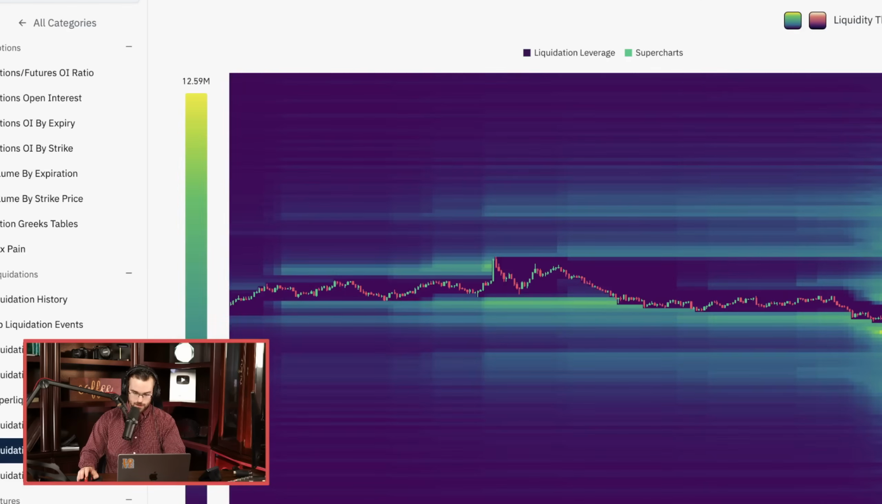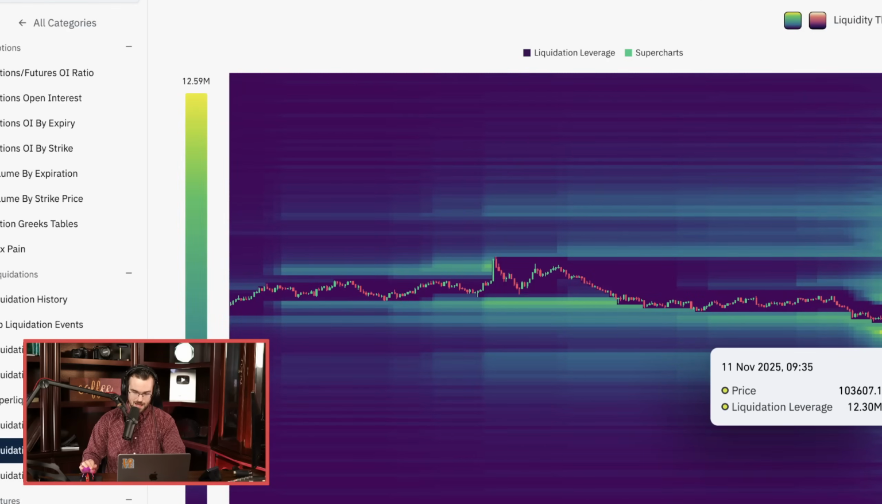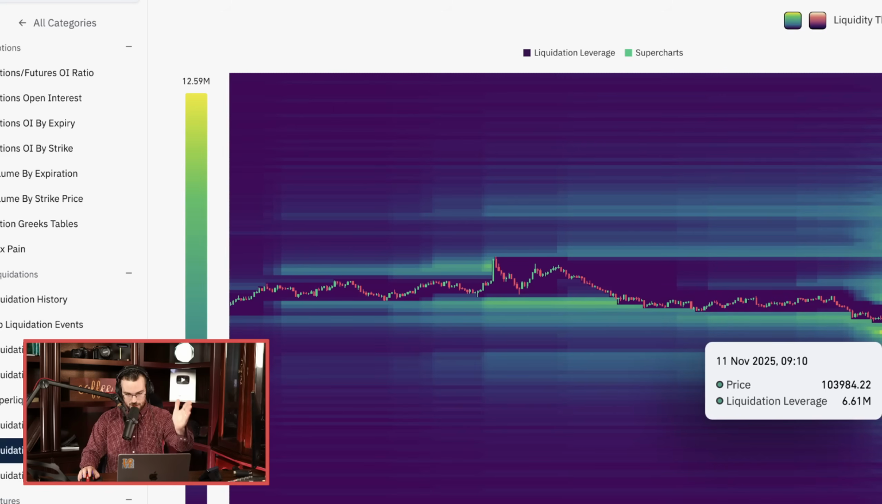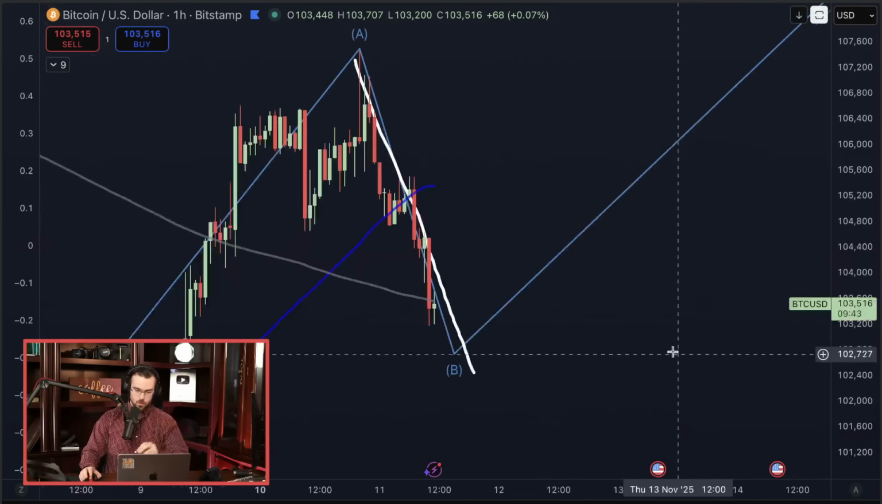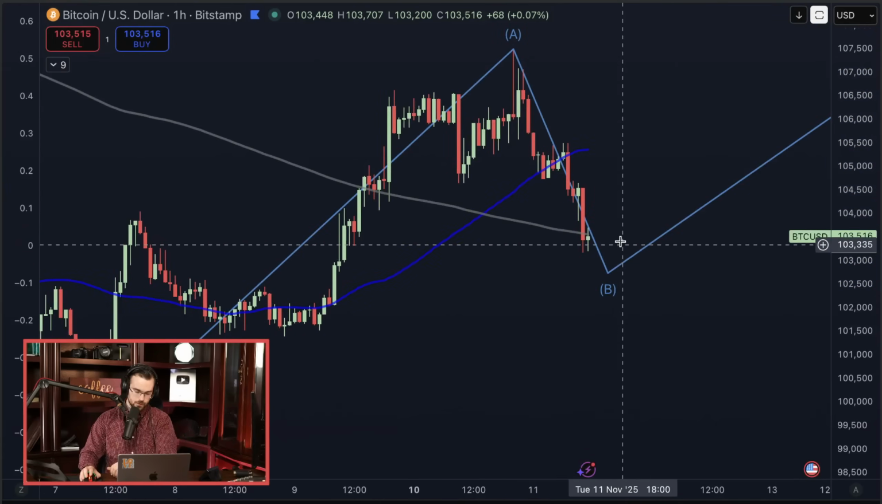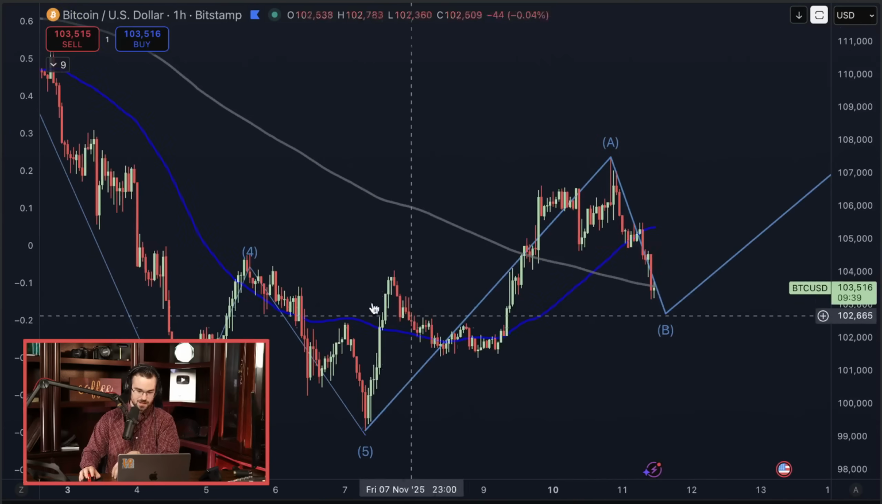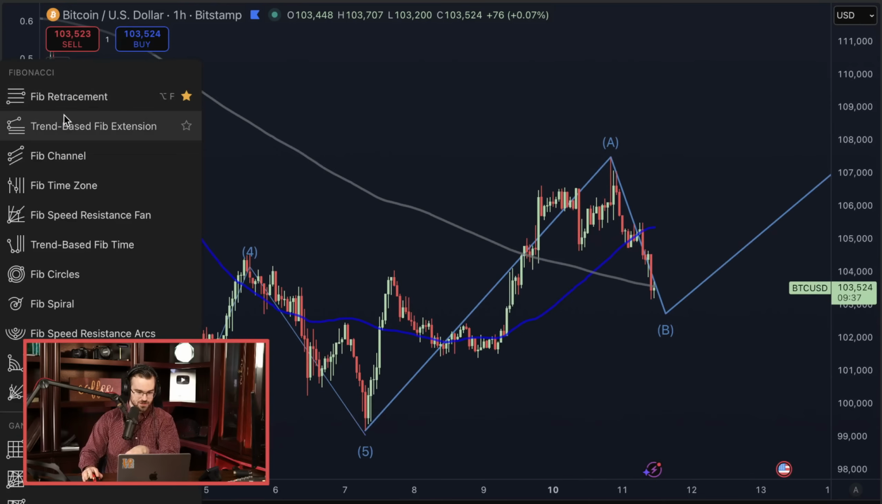And so the long liquidations, as you can see, were piled high here at about 103.6. So on stream this morning, we were predicting that Bitcoin's going to come right down through that 103 range, and it's going to hit all of those long liquidations. And that's going to give us the bottom of the B wave, which would ultimately give us our entry.